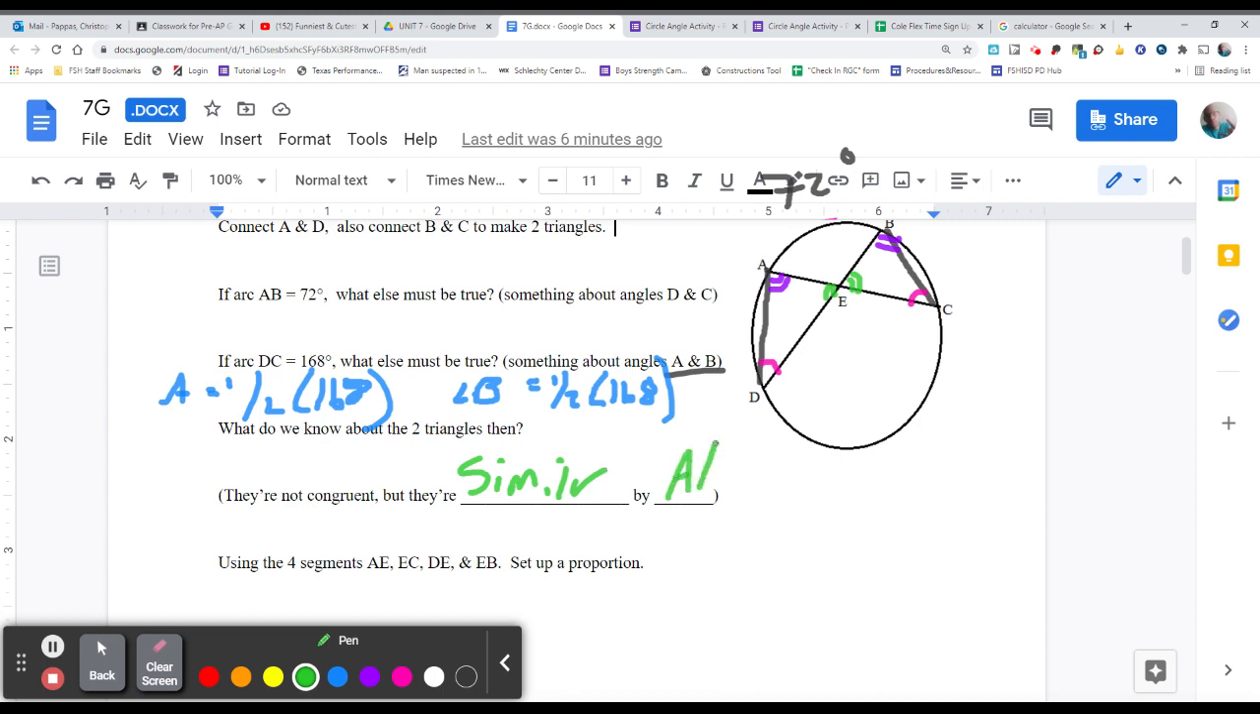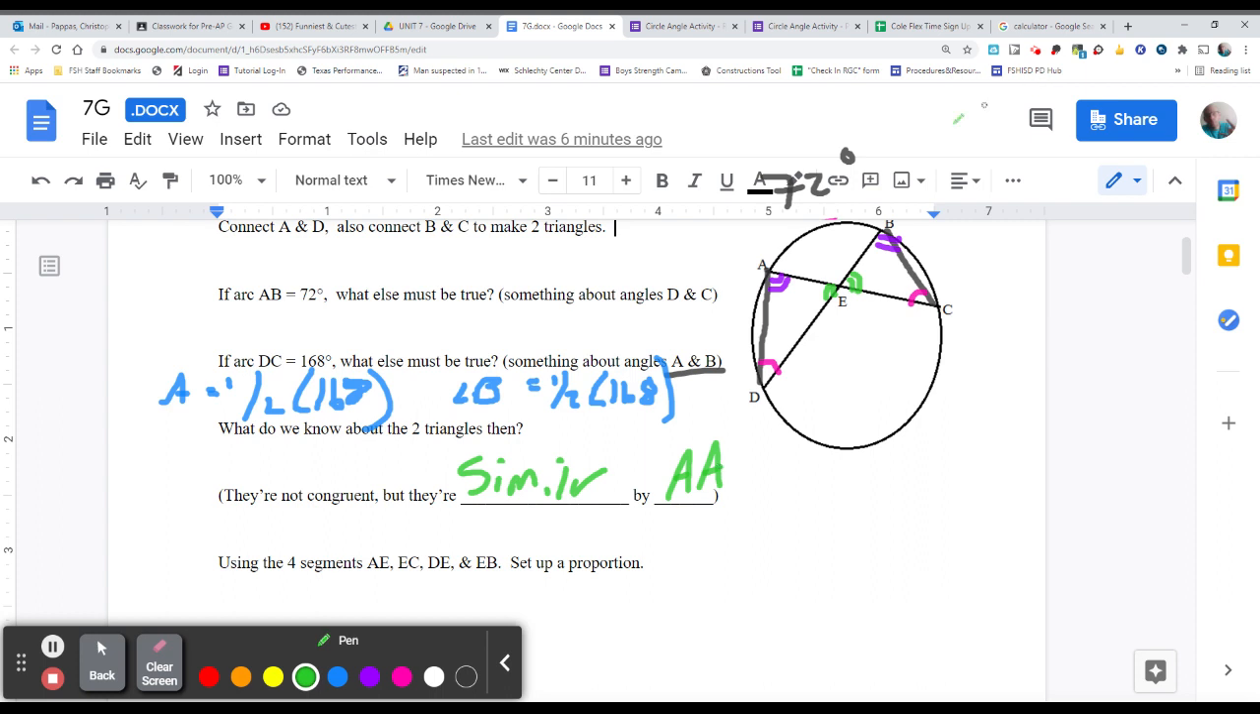They're similar by the angle-angle rule that we did way back early in the year. That just says if we have any two triangles where they have two pairs of angles that match each other, then the triangles are going to be similar. Similar means same shape, different size.